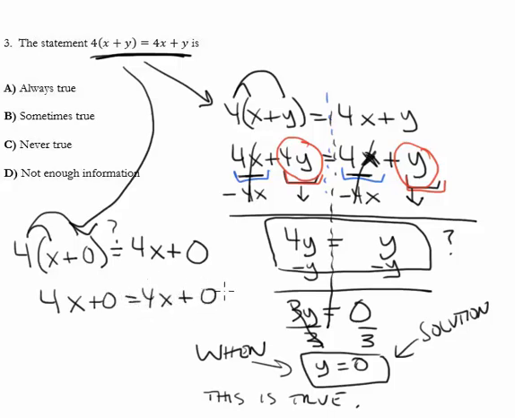Right? Of course it is. Yeah, it's totally true. So this statement is true when y equals 0, and it is false all other times. Therefore, it is not always true, not never true, but in fact, sometimes true.